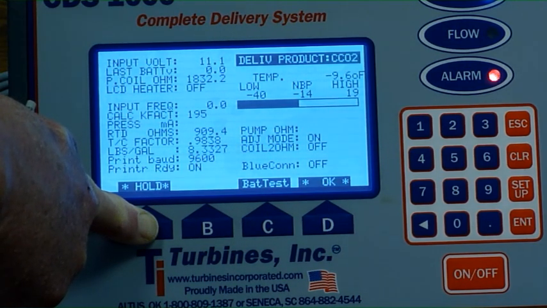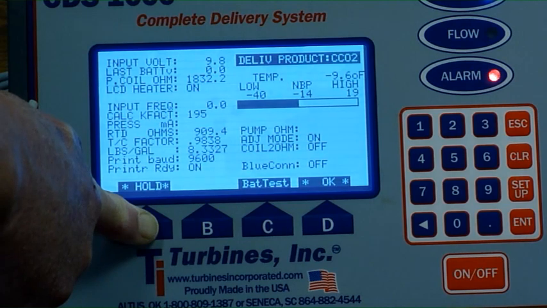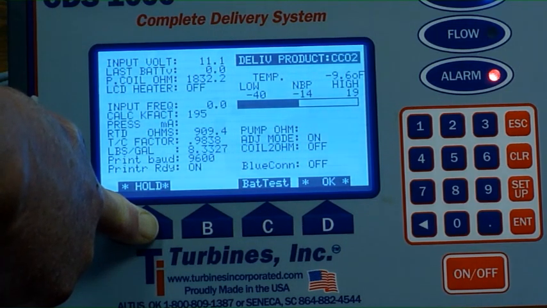Input frequency, 0.0. You can always go to this screen. If you are making a delivery, it will not affect the delivery register. You can go to this and see if you're getting an input frequency from your flow meter. Calculated K factor. This is the number of pulses per unit volume for your unit. These are always set in gallons. When you change the product readout on the CDS unit, this unit will automatically calculate what your number should be.